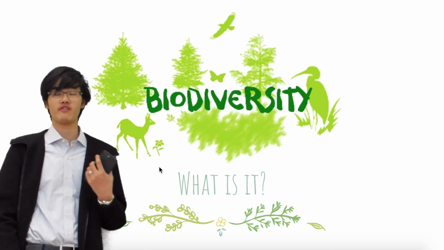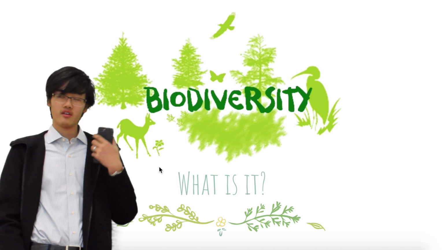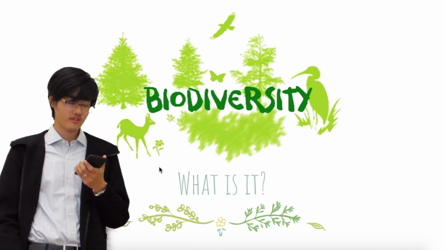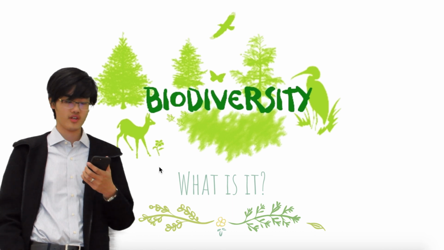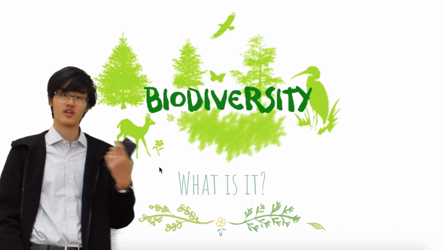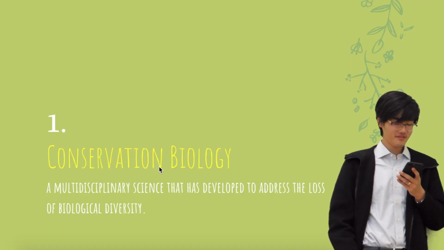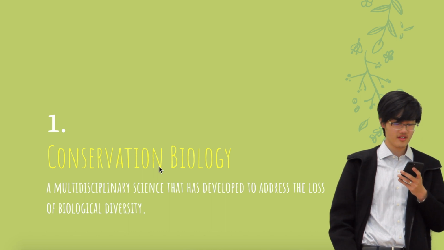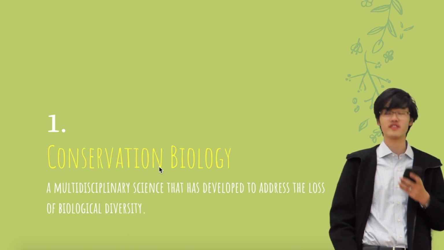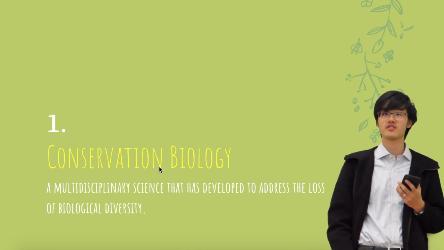describe the degrees of variation of life on Earth. So it is generally a study of microorganisms, plants and animals, also ecosystems such as coral reefs, forests, rainforests, but in a bigger scale, such as deserts, etc. Conservation biology is the science that develops how to address the loss of biological diversity. So its main field of study has two central goals.